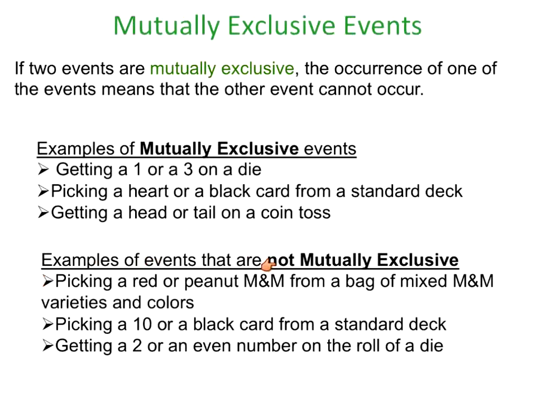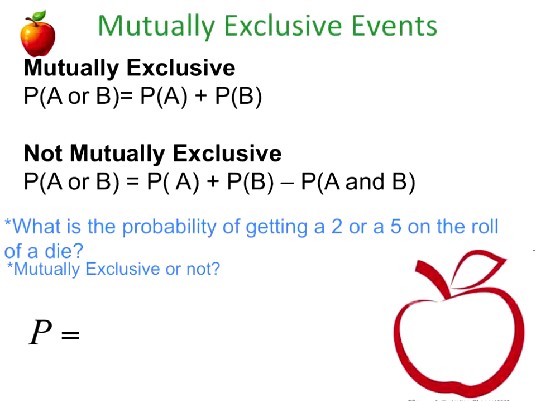So here's a couple other examples. These are not mutually exclusive. Picking a red or a peanut from a bag of mixed M&Ms varieties and colors. You could get a red and a peanut at the same time. They make red peanut M&Ms. Could you pick a 10 and a black at the same time? Yes. Could you pick a 2 and get an even number on a roll of the dice? Yeah, because 2 is an even number. So I'm just showing you that sometimes things are mutually exclusive, sometimes they are not mutually exclusive.